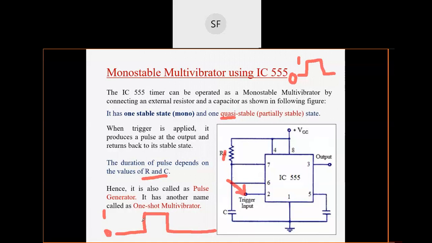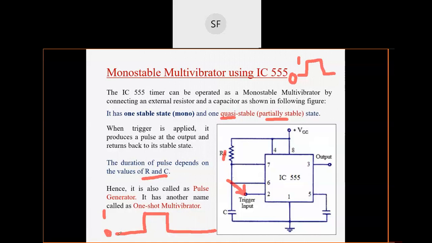So the first time the state changes, you need a trigger, right, but at this particular point there is no need of a trigger. Because we have already seen that this state is nothing but a partially stable state, your output will be in that state for a very small period of time and after that it will automatically come back to its stable state. I hope this much is clear to you. So how will the output of your monostable multivibrator look?